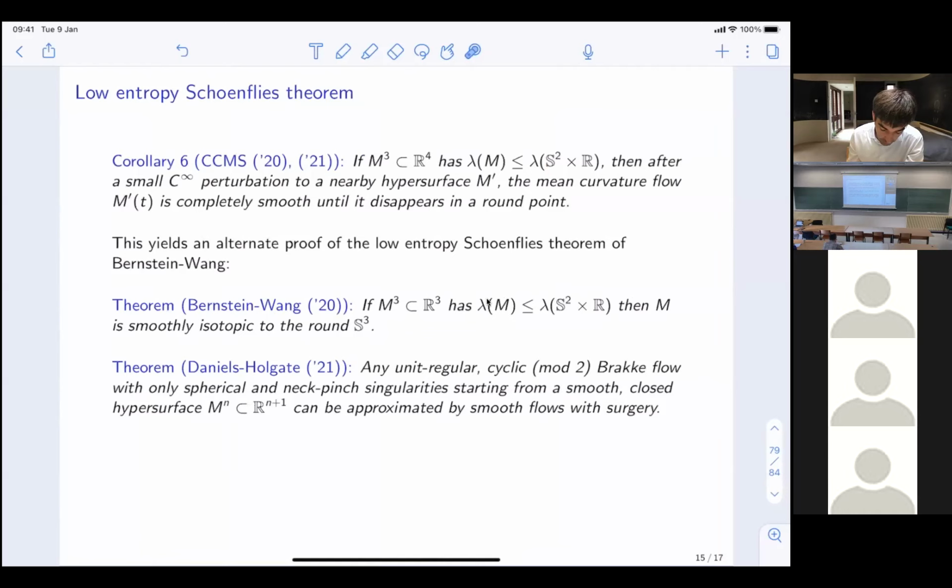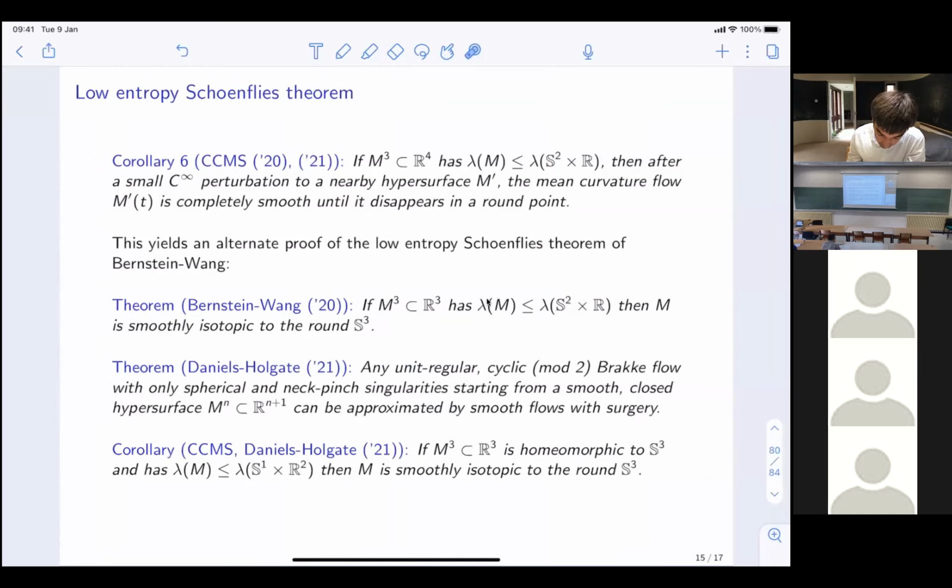Now, there's a PhD student of mine, Josh Dennis Holgate, who proved that if you have such a generic weak flow, then you can approximate it by flows with surgery. So you can use the information about the weak flow and the limit to really do surgery and approximate it by surgery. What is the consequence of this? If you have a three-dimensional hypersurface in R4, homeomorphic to S3, and it has this one better entropy bound, less than S1 cross R2, then the weak flow still could have cylindrical singularities.